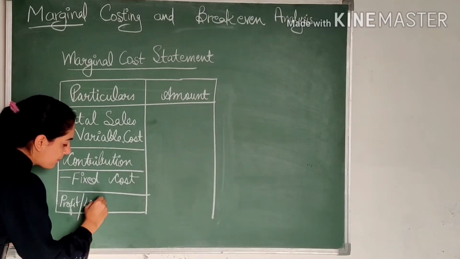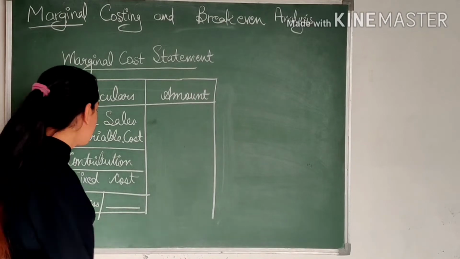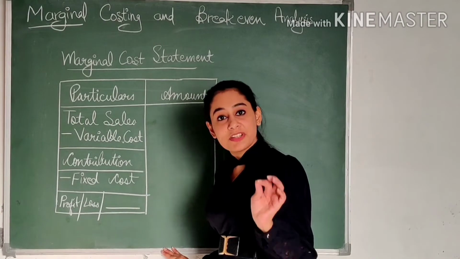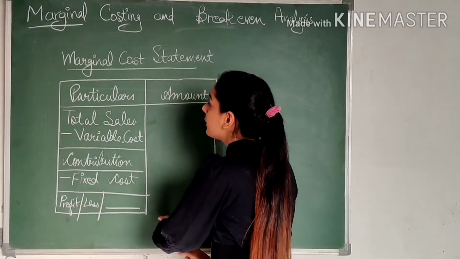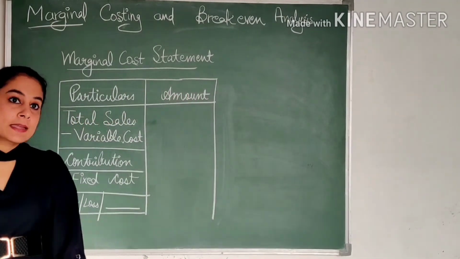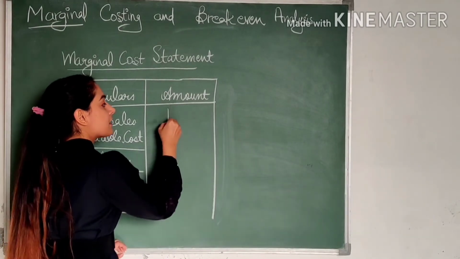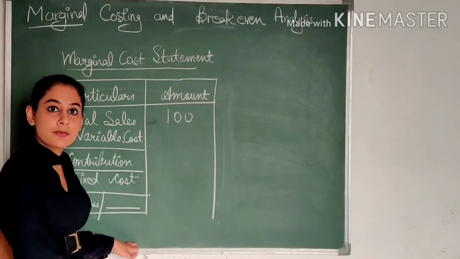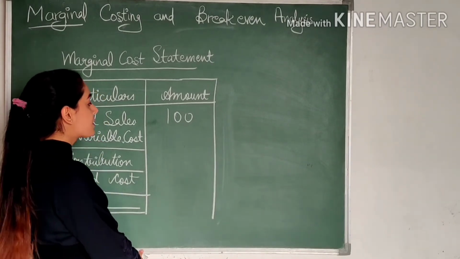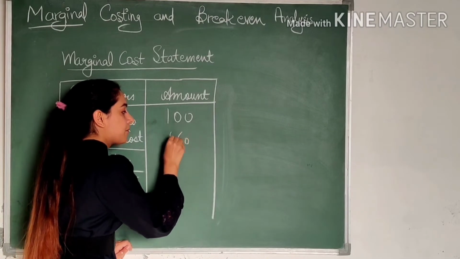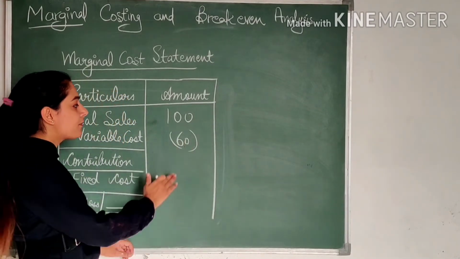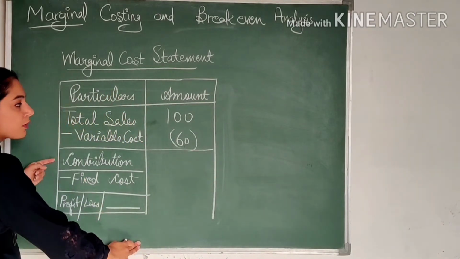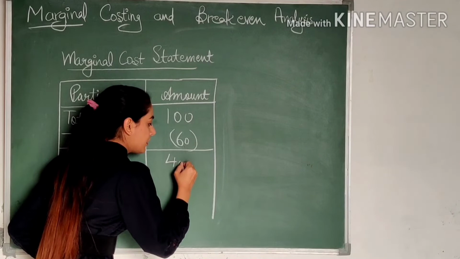or loss. And there is one more thing. Except for profit and loss, there is one more concept, which is the concept of break-even. In simple words, suppose the total sales is rupees 100 and the variable cost is rupees 60. You have to deduct 60, so the answer of contribution will be 40.